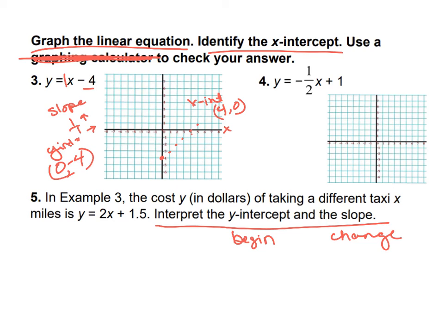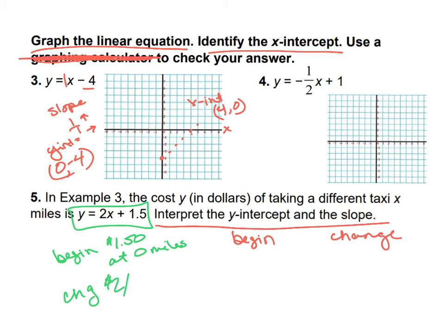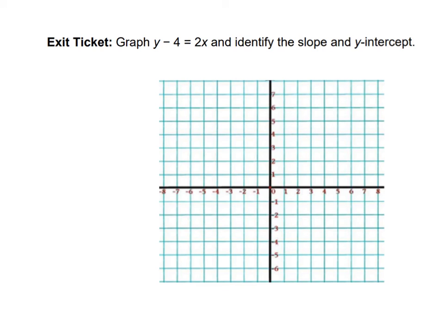So, different taxi. Our new equation is y equals 2x plus 1.5. Where did we begin? At $1.50. So $1.50 at 0 miles. And our change is we're going to be charged $2 every mile. That's the kind of information that we're going to need. So let's figure it out.